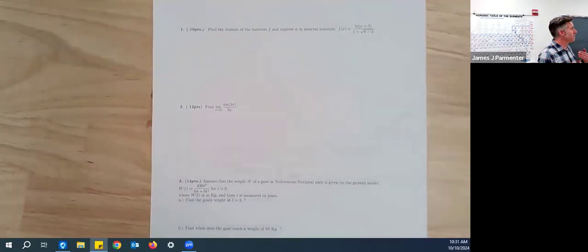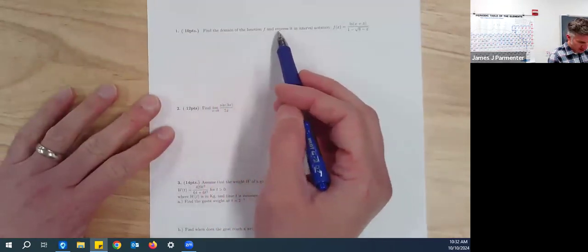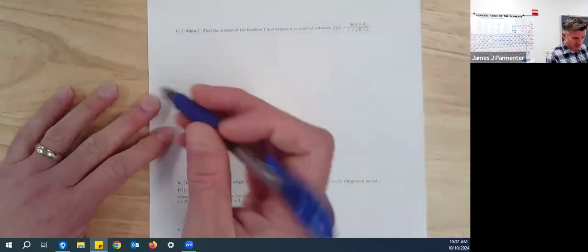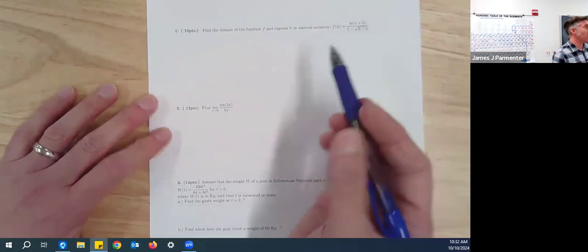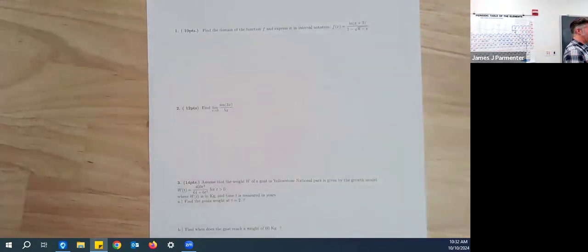Something important to remember when you're taking an exam, read the questions slowly. Make sure you understand what you're being asked before you just jump right in. You don't want to do too much work, and you want to make sure you're answering the question being asked. So this one says, find the domain of the function f and express it in interval notation. I see all the things that I look for when I'm asking about domain. I see a logarithm, I see a square root, and I see a denominator. So let's just deal with them piece by piece.